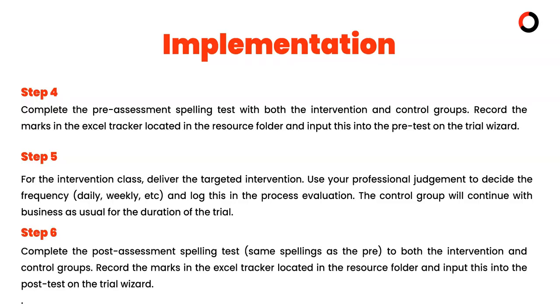And at the end of the 6 weeks, complete the post-assessment spelling test, which is the same one as the pre, to both the intervention and control groups. Record the marks in the Excel tracker and then input these into the post-test on the trial wizard. Then complete the process evaluation survey and press Analyze, and it will generate an impact report for your school.